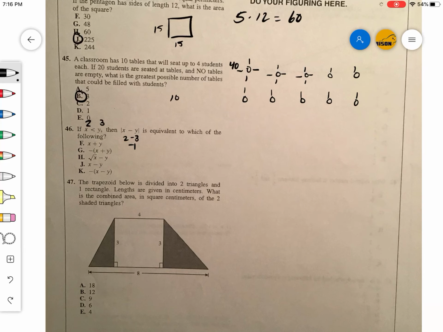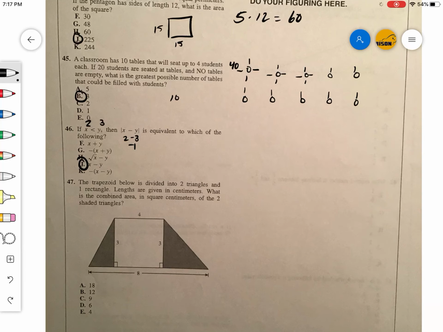Letter F, x plus y, that would be 5. That would be 2 plus 3. G would be negative 5 because it's that with a negative in front. H would be nowhere close to negative 1. J, x minus y, that would be 2 minus 3. It says negative 1. And then K would be x minus y, but negative, so that would make it positive 1. So J is the one that ends up matching it.